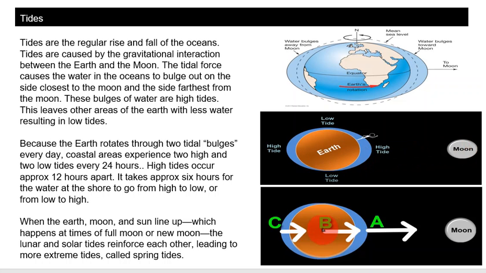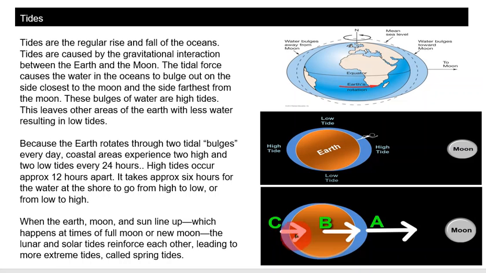Now, you can imagine if you have 3 points on the Earth, A, B, and C. You have point A, which is facing closest to the Moon. So the water here on the Earth's surface is going to feel a maximum pull from the Moon here at point A. Now also, the Earth itself is being pulled towards the Moon.